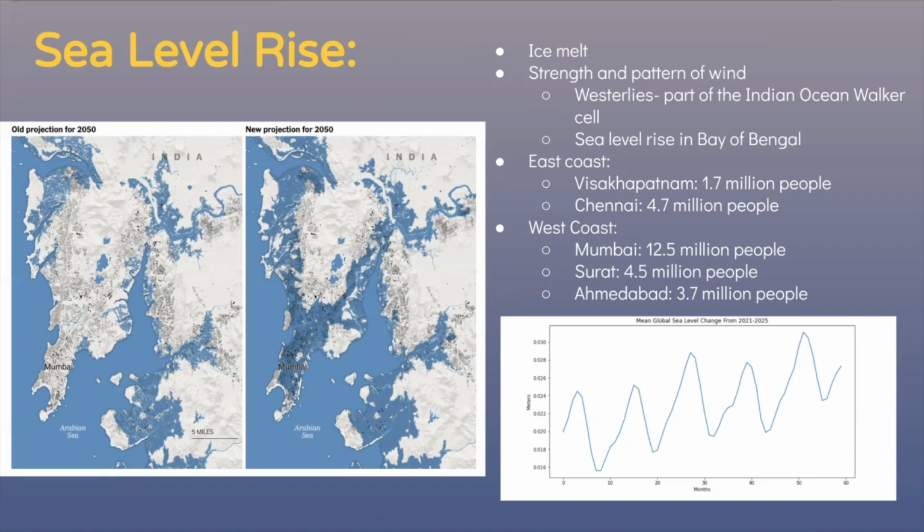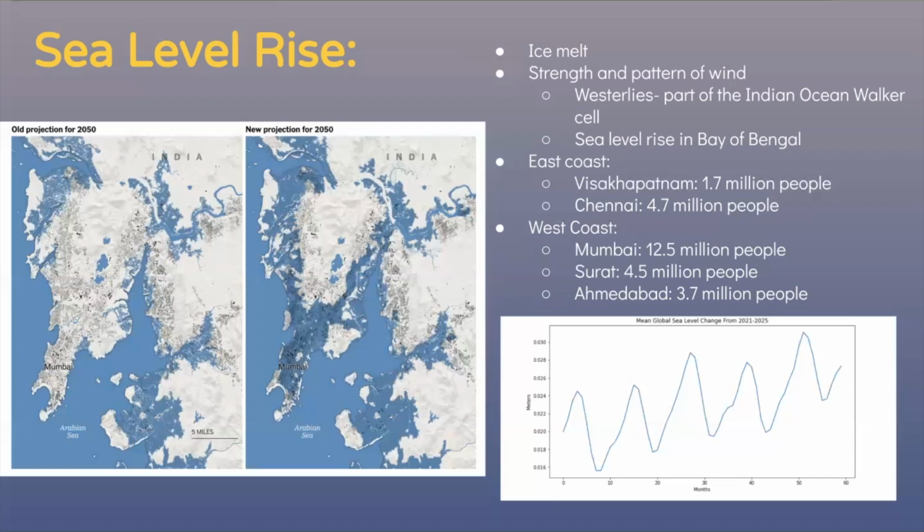So the westerlies that are a part of the Indian Ocean Walker cell are expected to strengthen during the summer monsoon season, and that causes sea levels to rise in the Bay of Bengal, and that floods the eastern coast of India. I included just two big cities on the East Coast. There are countless more with millions of more people in them that will be affected by sea level rise, and that's just the East Coast.